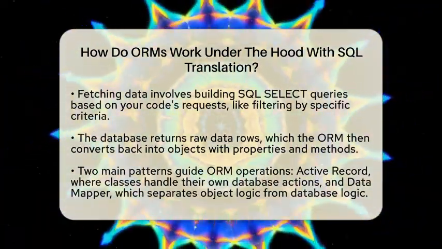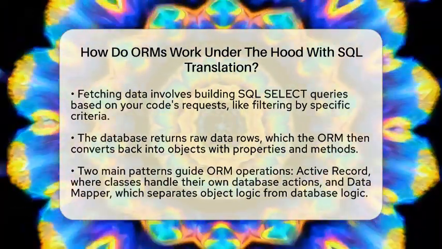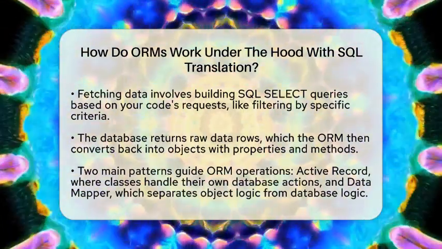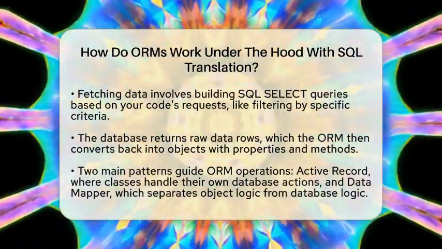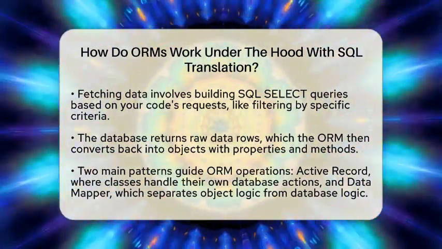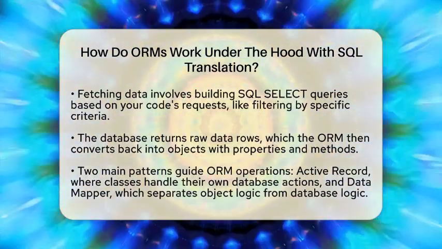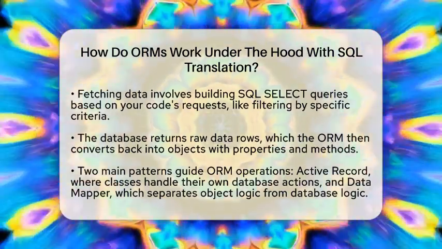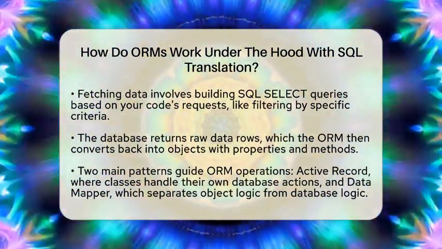Different patterns help ORMs do this job. The active record pattern makes each class responsible for its own database operations. So, a user class can save itself or delete itself directly. The data mapper pattern separates the object logic from the database logic, using a dedicated component to handle the translation. This makes the code more flexible and easier to maintain.